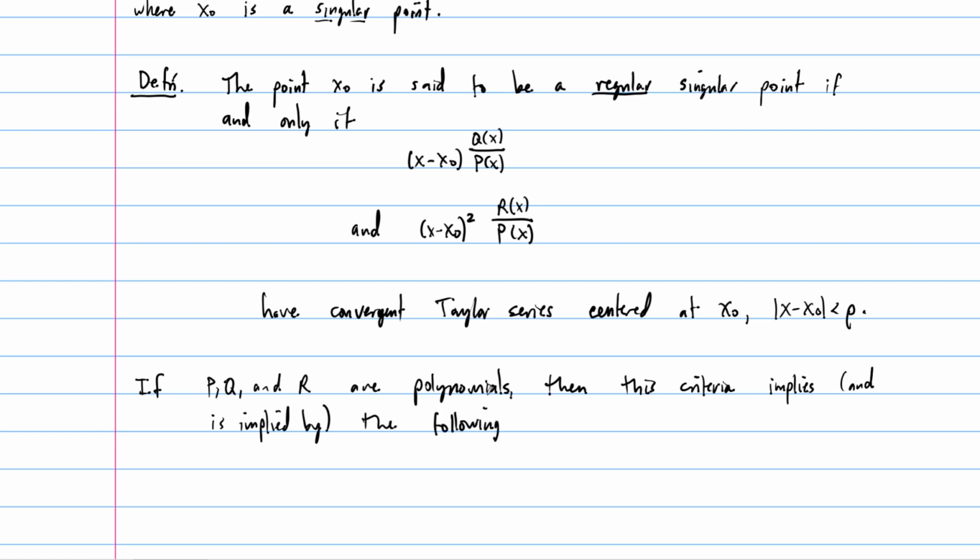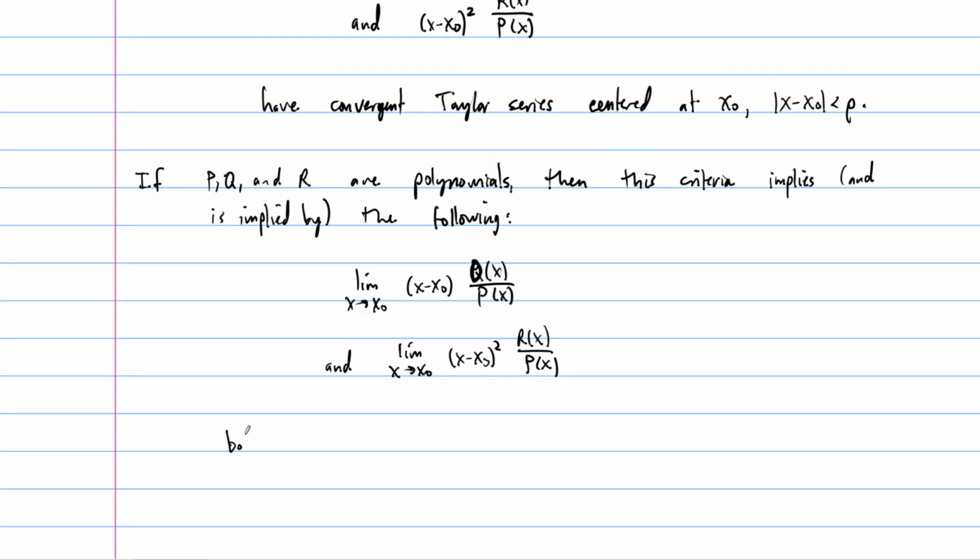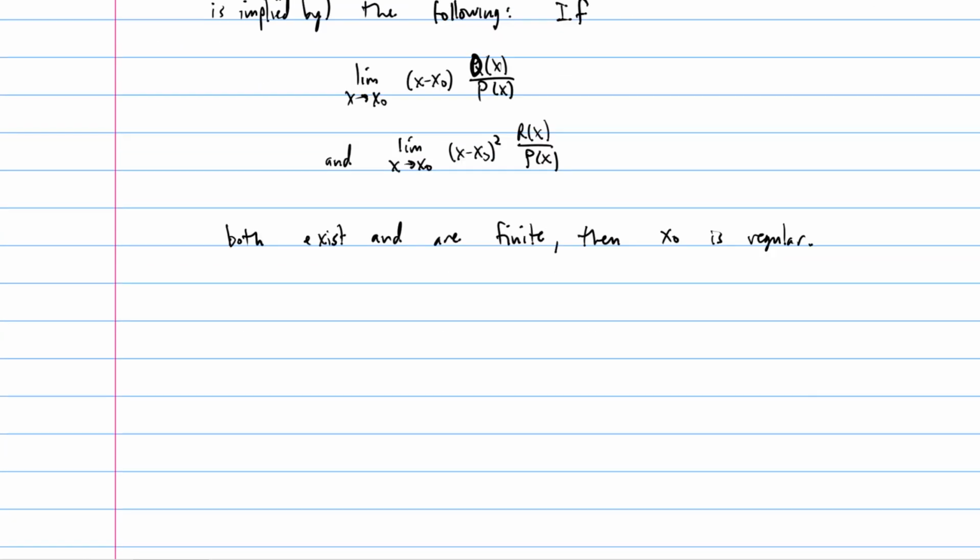In other words, I'm going to replace this statement about the convergent Taylor series with two limits. The limit as x approaches x naught of x minus x naught times q of x over p of x, and the limit as x approaches x naught of (x minus x naught) squared times r of x over p of x. These limits should both exist and be finite. So if these limits both exist and are finite, then x naught is regular. Remember, it's already assumed to be a singular point. So if it's a singular point and you take these limits, then it's a regular singular point. All right, so there's a definition of a regular singular point.